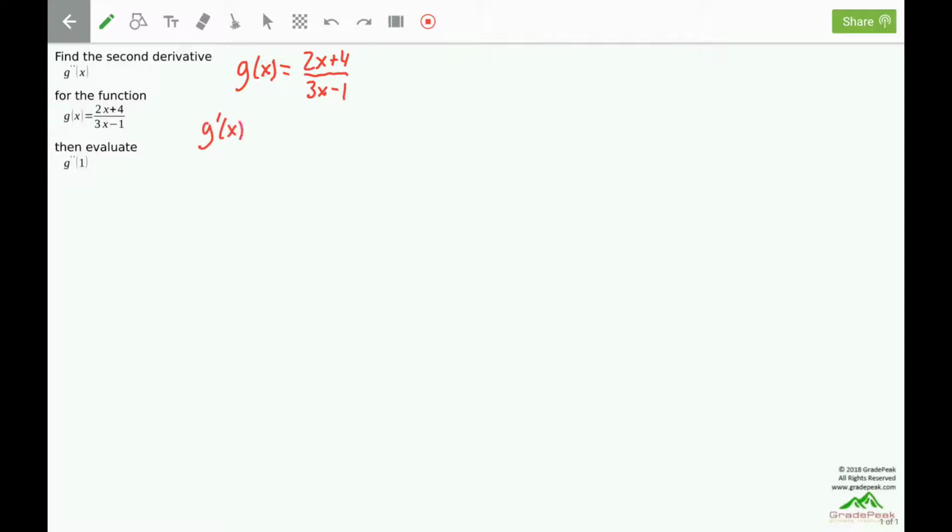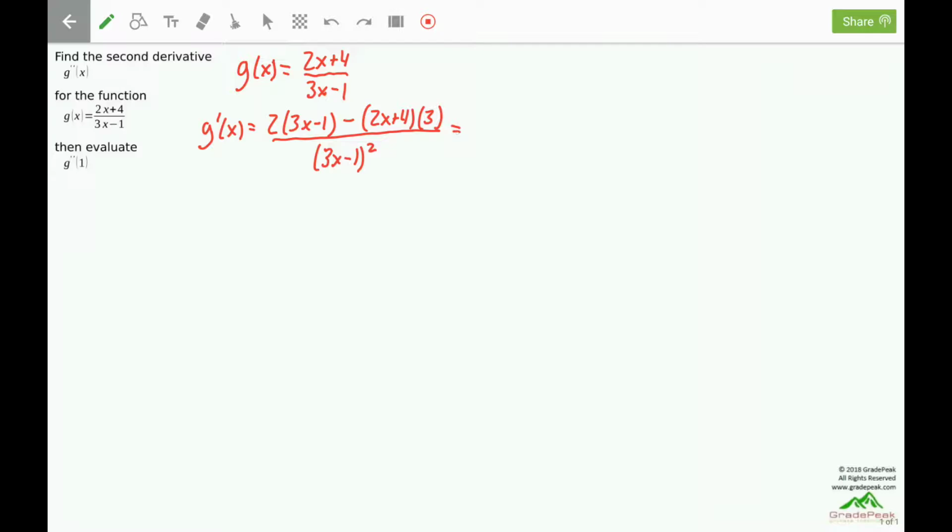So g prime of x will be the derivative of the numerator, which is a 2, times the denominator left alone, 3x minus 1, minus the numerator left alone, 2x plus 4, times the derivative of the denominator, 3, all divided by the denominator squared, 3x minus 1 quantity squared.